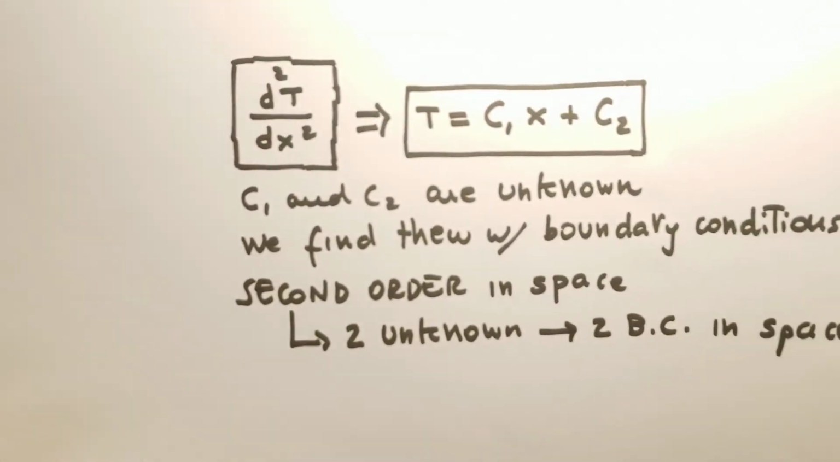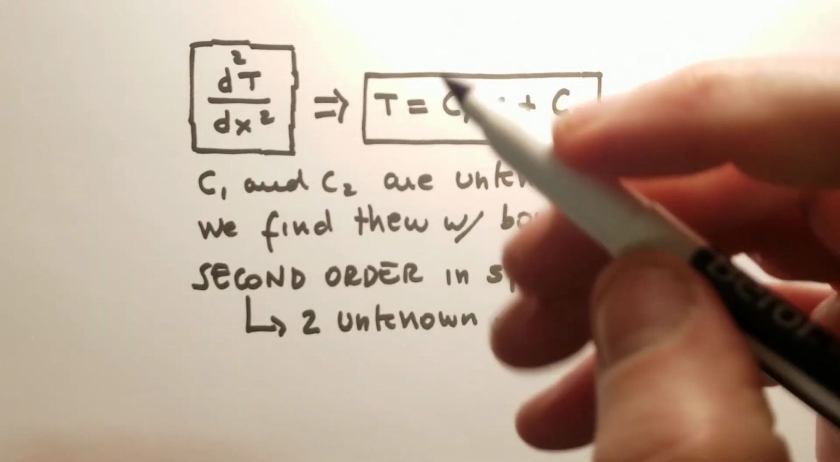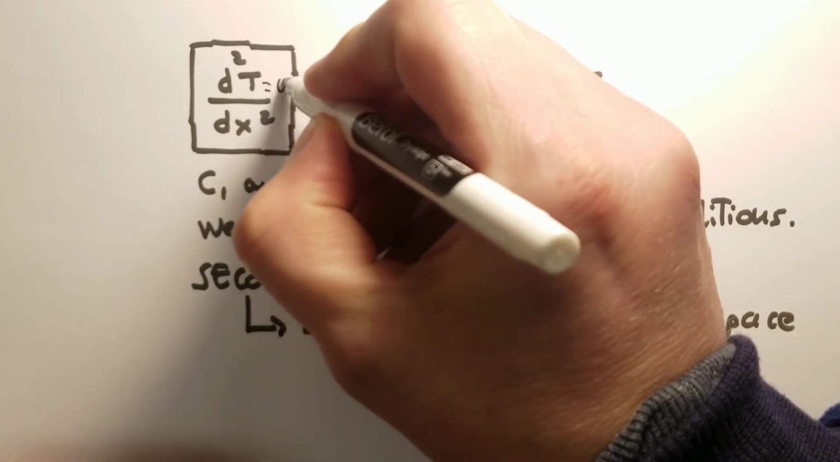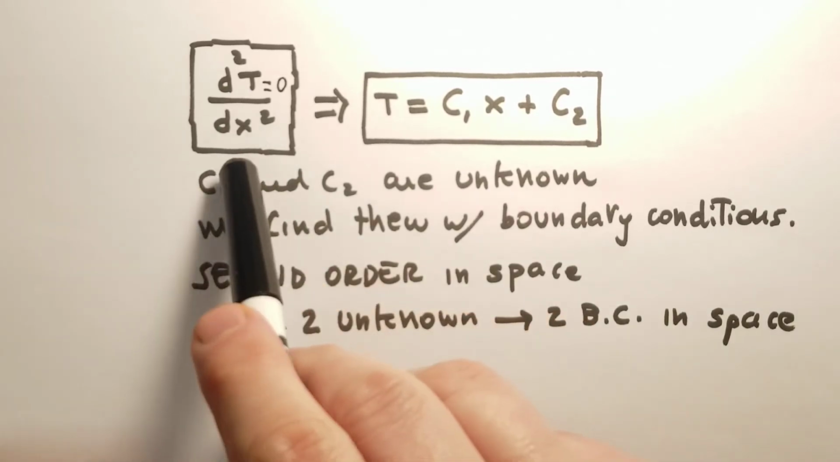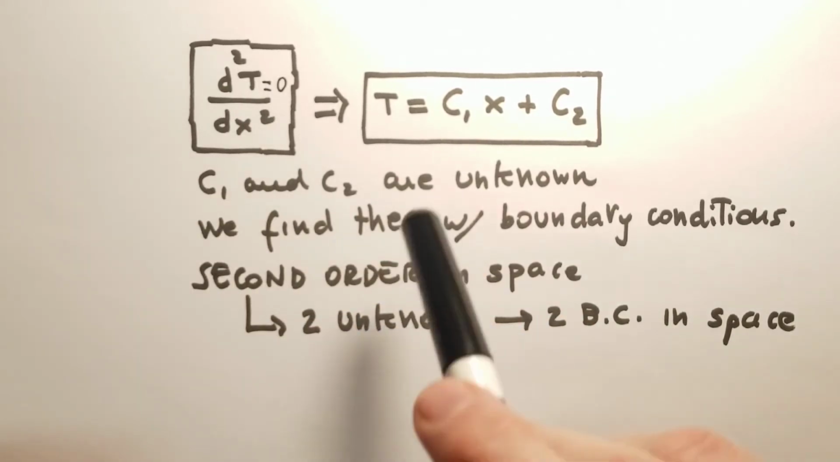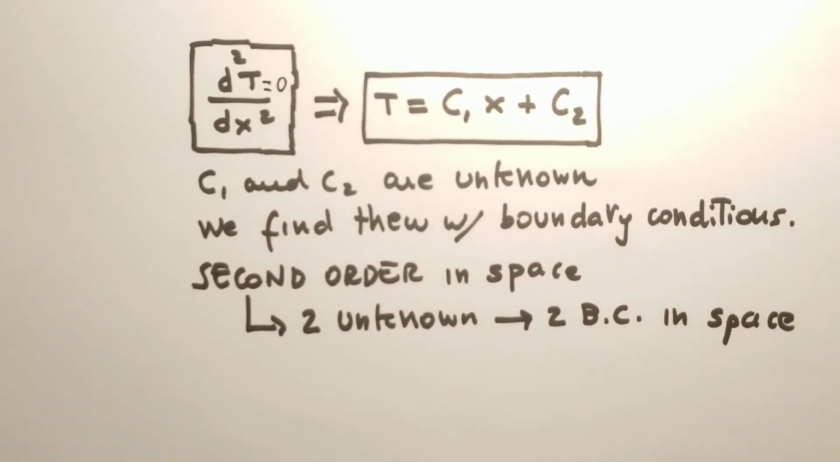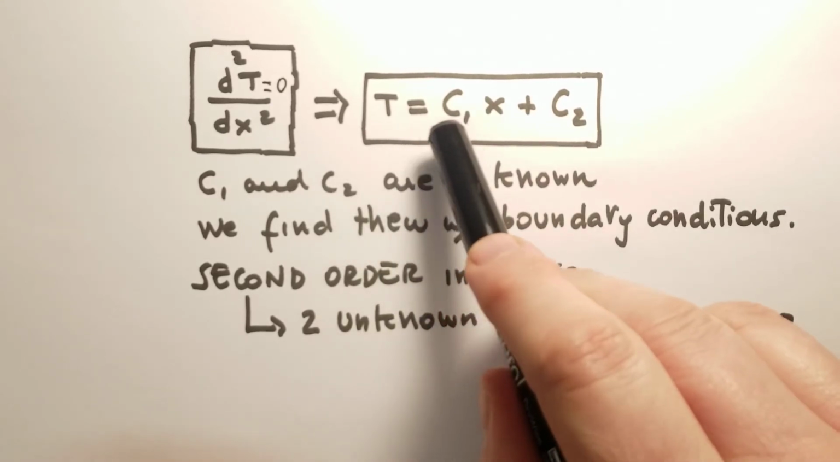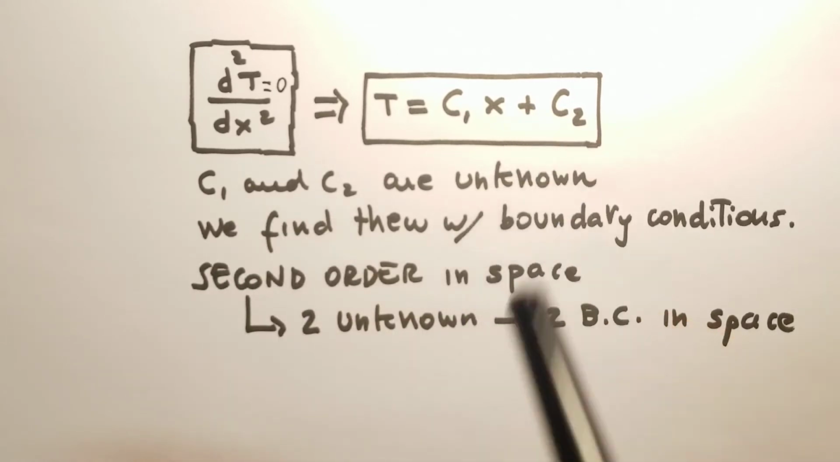Let's look at the simplest case of heat conduction. We wrote it down before. That's the case of steady, one-dimensional, no heat generation and constant thermal conductivity. So we have the second derivative here, I should say, equal to 0. In this case, if the second derivative of the temperature is equal to 0, then the temperature is linearly related to x. So we have T equals C1 times x plus C2. And C1 and C2 are unknown constants.